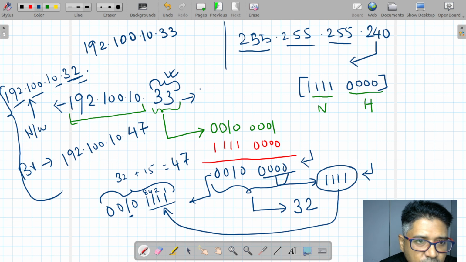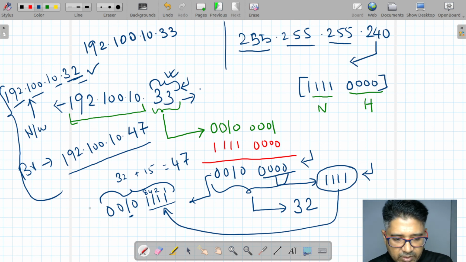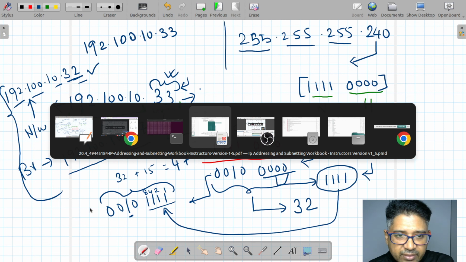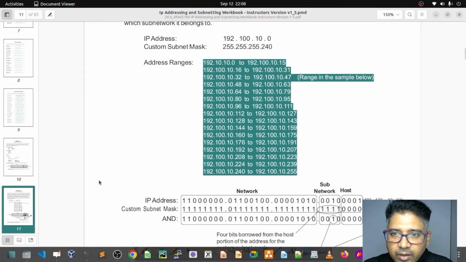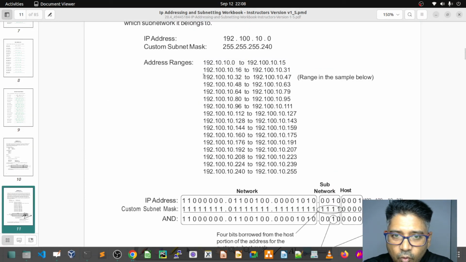Your network is 192.100.10.32, which is the start of this range because this is the network IP. These are the usable host IPs, and the broadcast IP is 10.47. You can verify this: 192.100.10.32 is your network IP, and 192.100.10.47 is your broadcast.